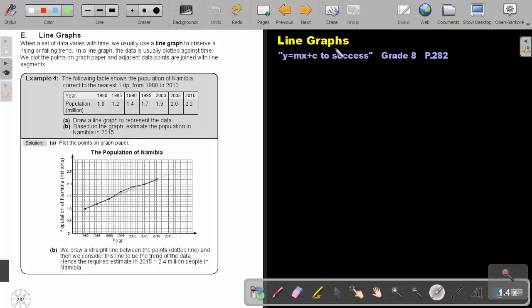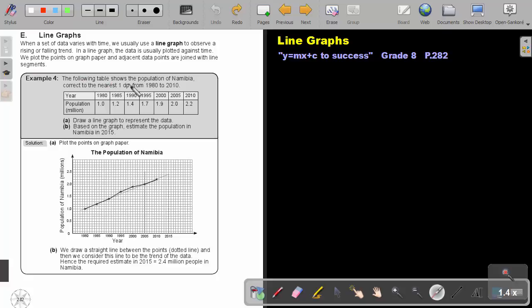Part 4, Line Graphs. You will find this on page 282 in the Namibian Mathematics Grade 8 textbook, Y equals mx plus c to success. Line graphs. When a set of data varies with time, we usually use a line graph to observe a rising or falling trend. In a line graph, the data is usually plotted against time. We plot the points on graph paper, and adjacent data points are joined with straight line segments.